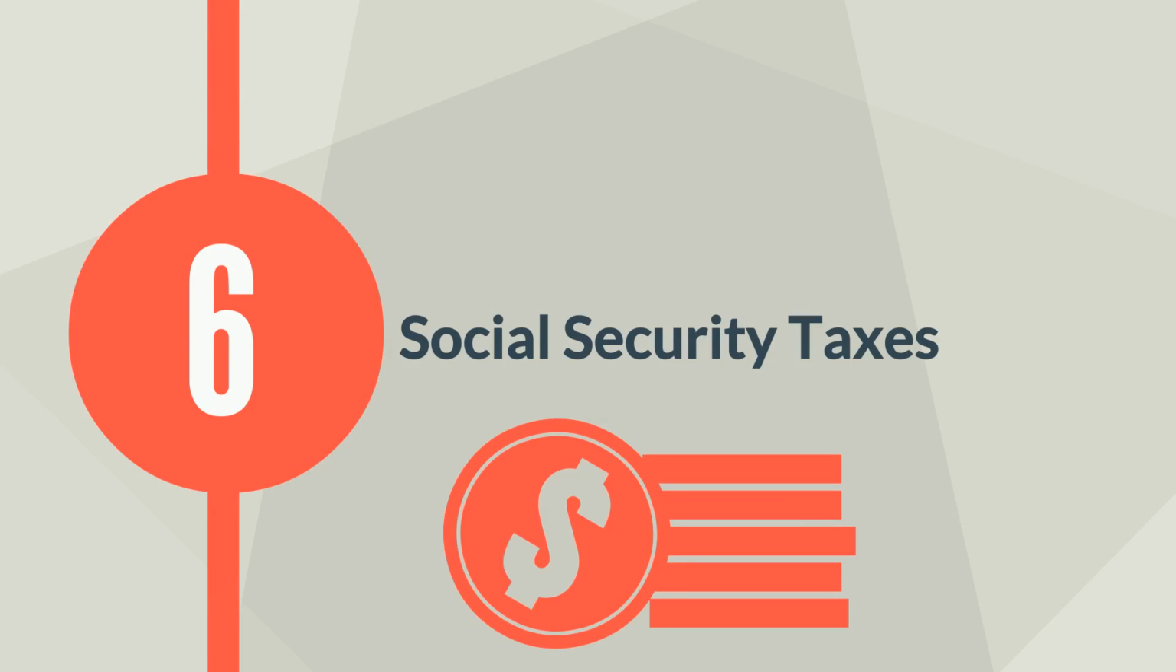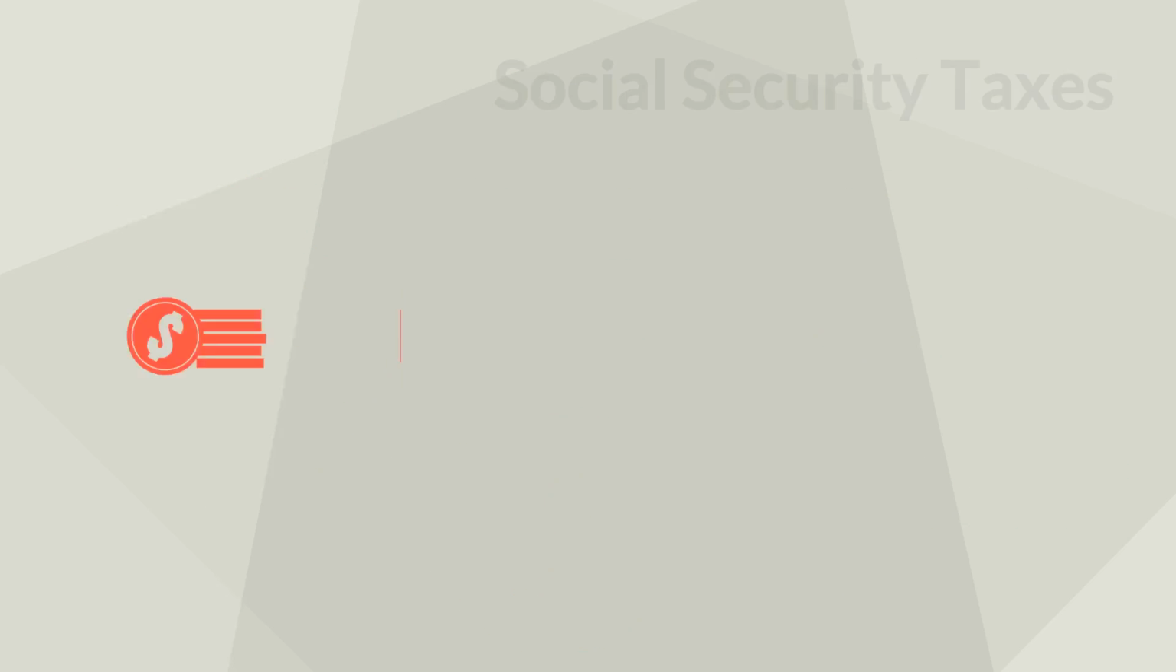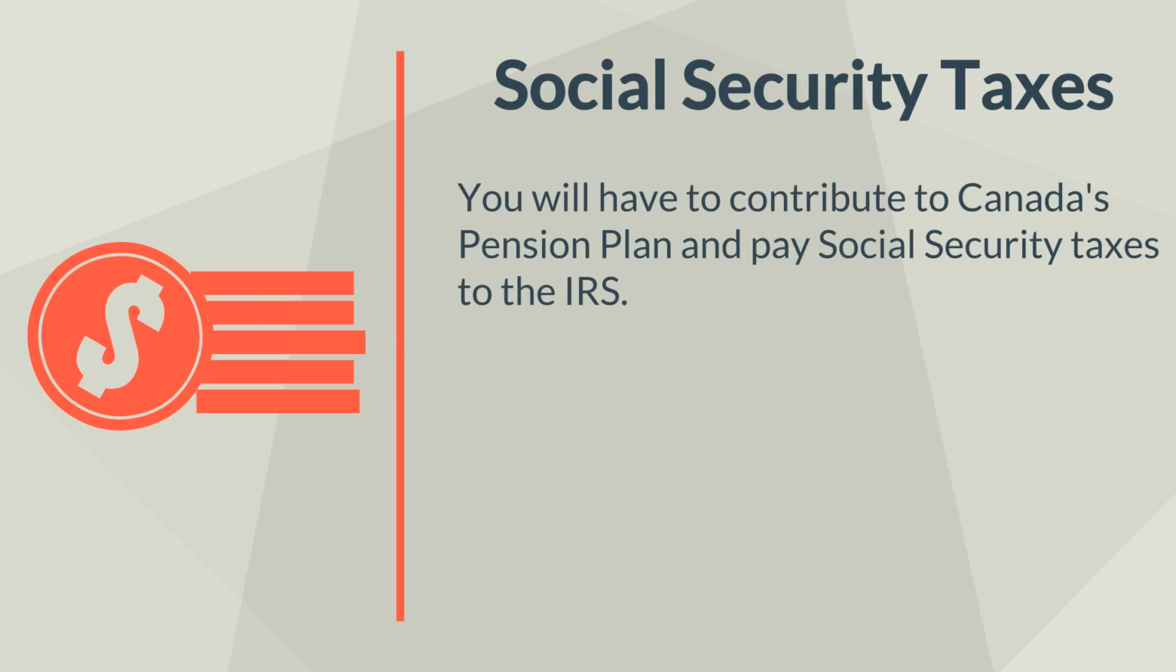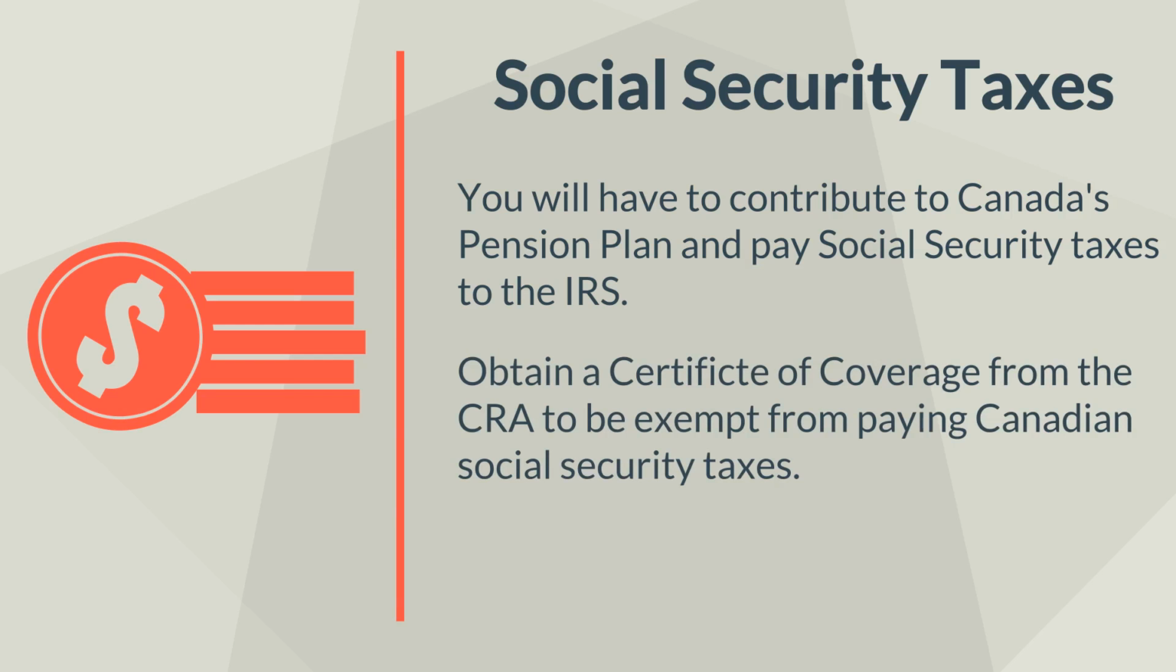Number 6, Social Security taxes. As an American working in Canada, you have to contribute to Canada's pension plan, and you'll also have to pay Social Security taxes to the IRS. To avoid paying Social Security taxes twice, obtain a certificate of coverage from the Canada Revenue Agency, which will exempt you from paying Canadian Social Security taxes.